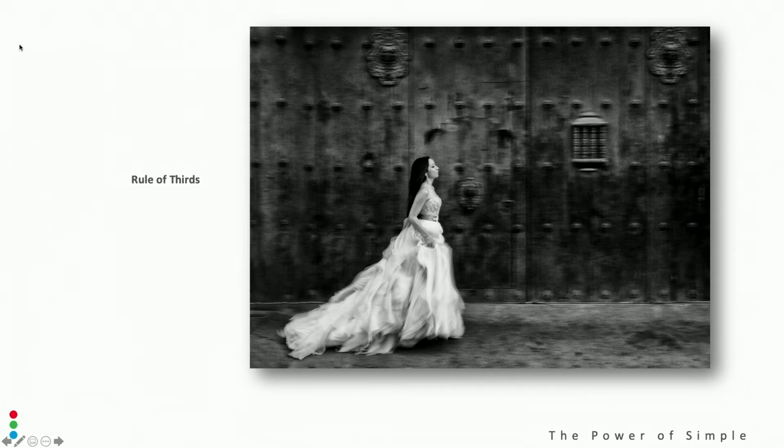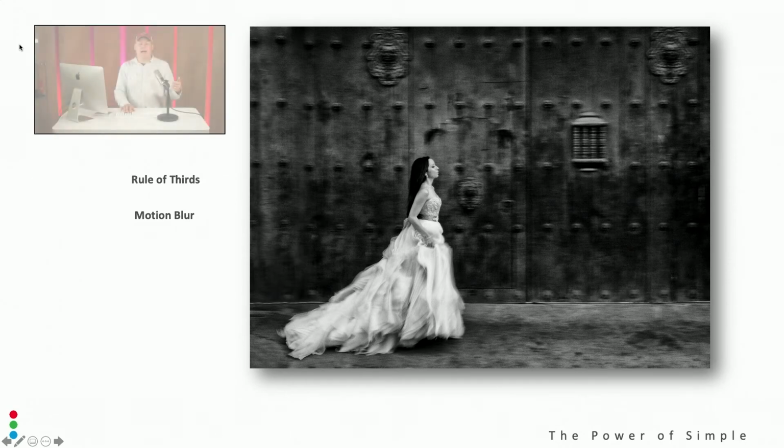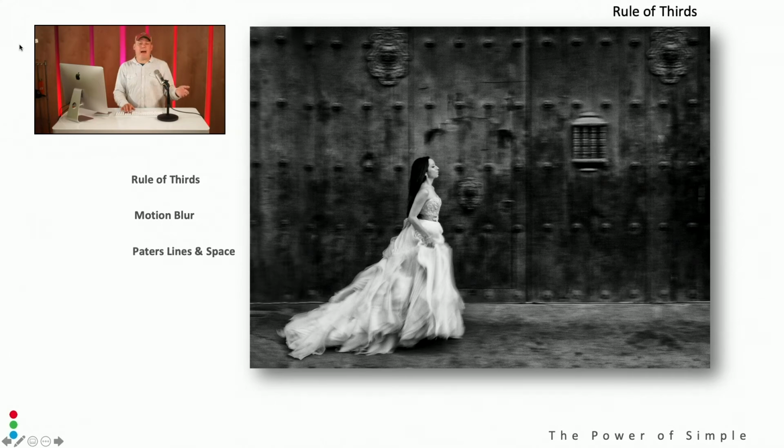So I have rule of thirds right now. She's in the left side of the frame. And I wanted motion blur, so that's another element. And again, if you go back and look at the previous episode of Power of Simple, you can find an episode on motion blur. And then I do have patterns, lines, and space. The dots on the door, of course, create lines and a pattern. And then there's also vertical lines in the door that lead you to her as well. So you're always looking for those things, trying to figure out how you can make the image more interesting.